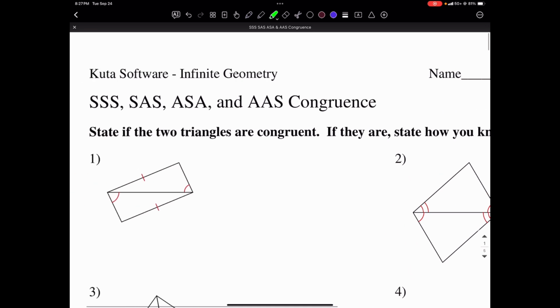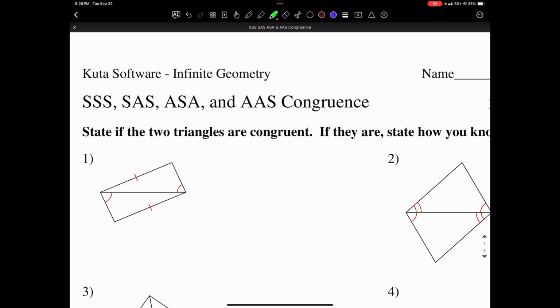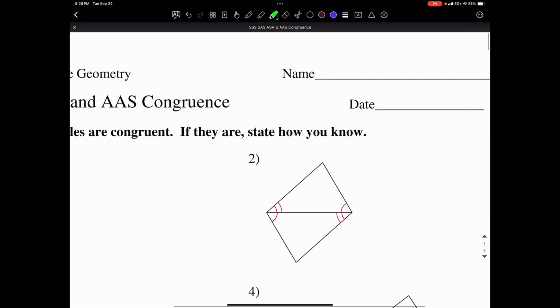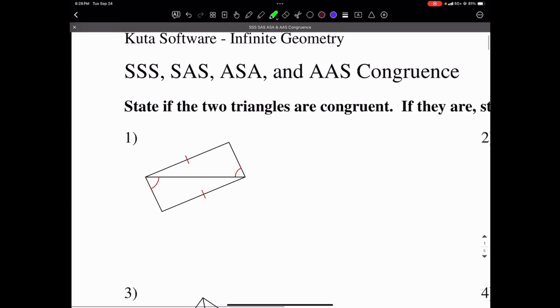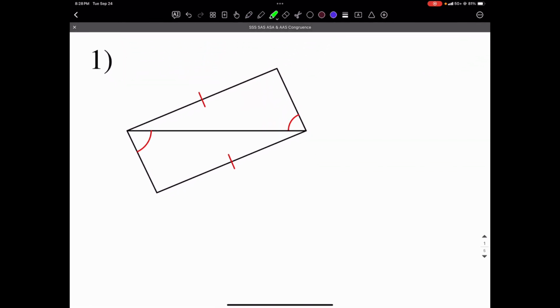So what we're doing here for this first set of problems is state if the 2 triangles are congruent. If they are congruent, state how you know. So let me zoom in on number 1. Now, when you're doing these worksheets or when you're taking a test, you cannot assume anything with the exception of a couple of different things.